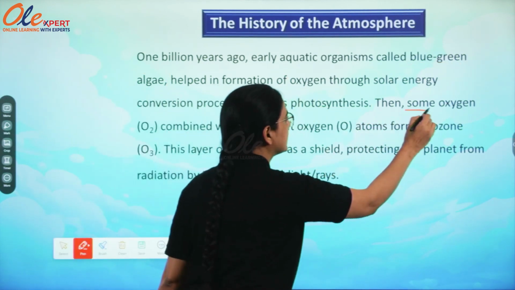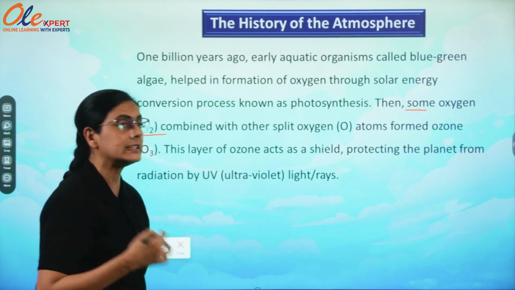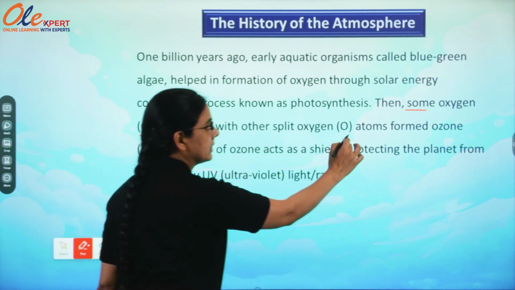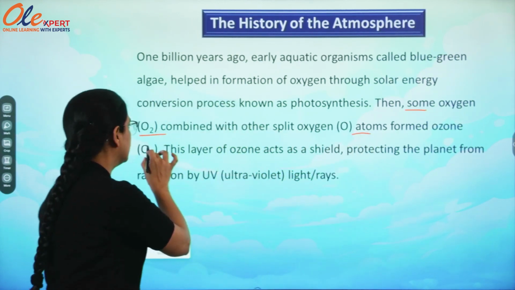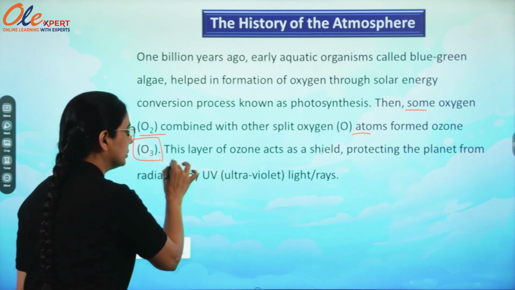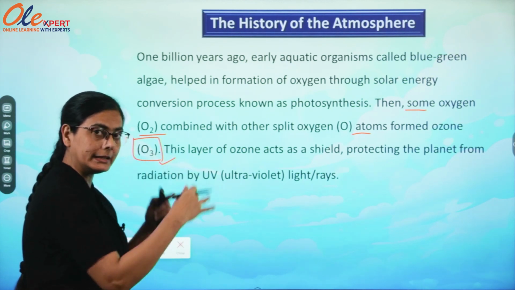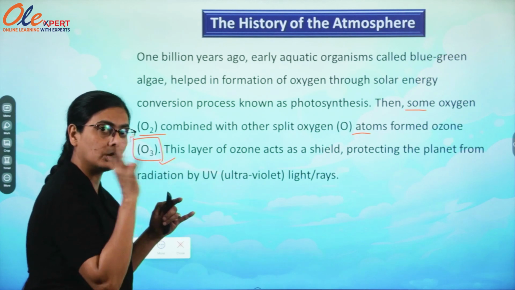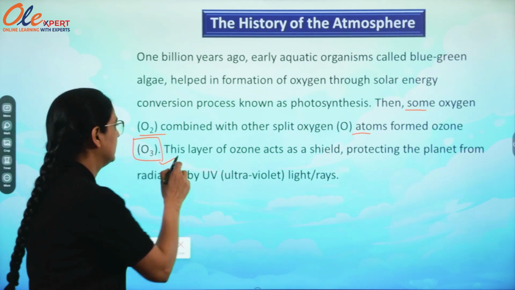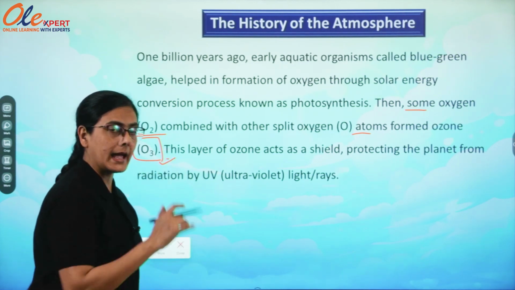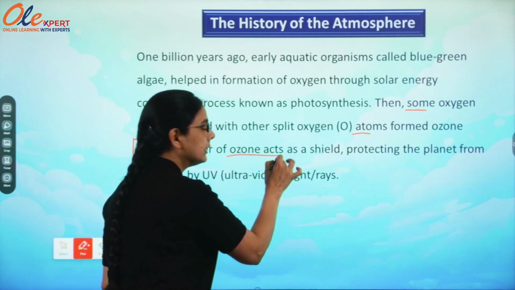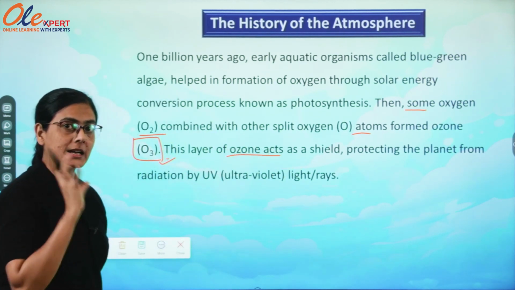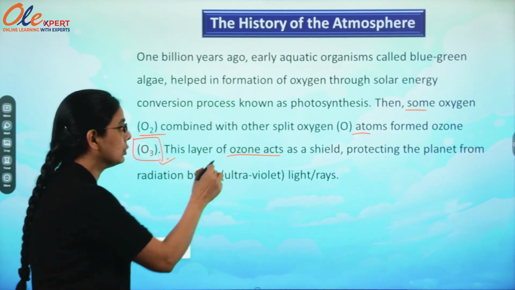Then some oxygen, O2, combined with other split oxygen atoms to form ozone, O3. This is the formation of ozone in the atmosphere, meaning a layer of ozone is formed in the atmosphere. This layer of ozone acts as a shield, and what is the function of ozone?